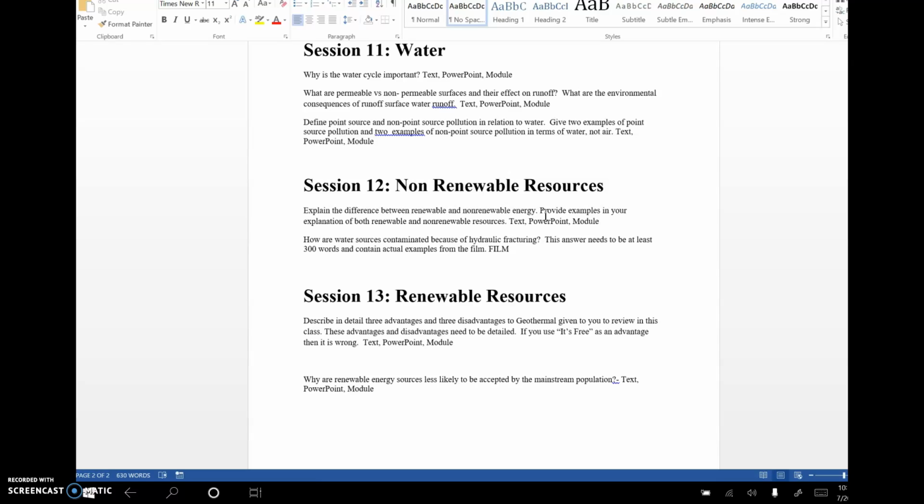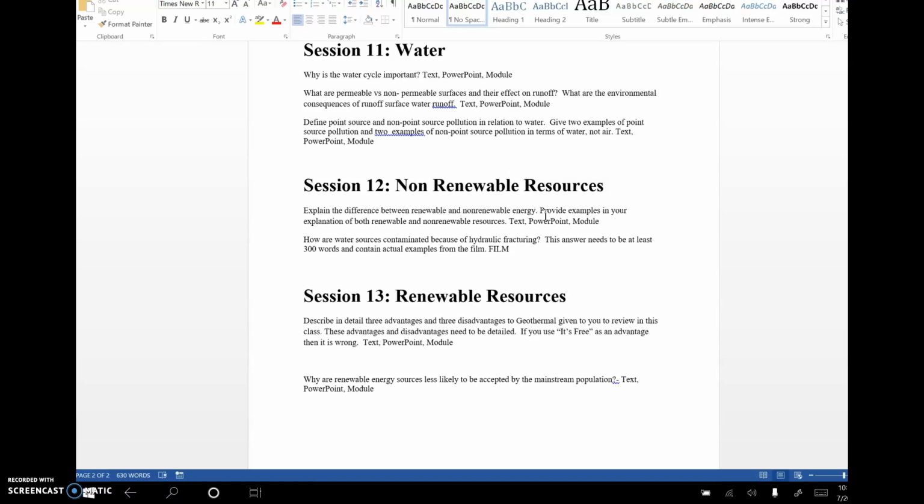How are water sources contaminated because of hydraulic fracturing? I don't want you just to tell me that people can light their water on fire. There's a lot more to this question than that, and I want you to give me specific examples, just like in Fed Up. You need to give specific examples as to how the film Gasland explains how water sources are contaminated, and I want you to do that.